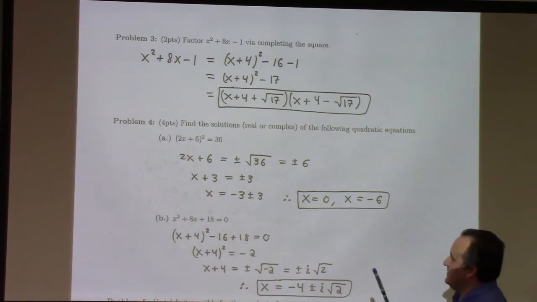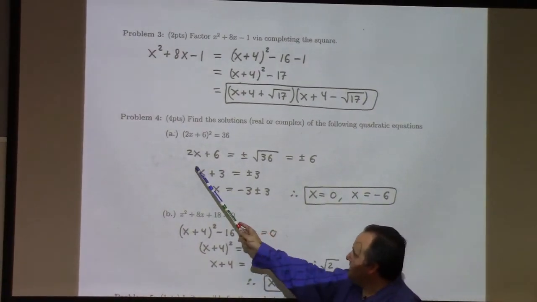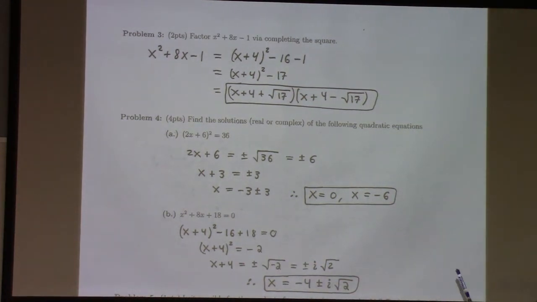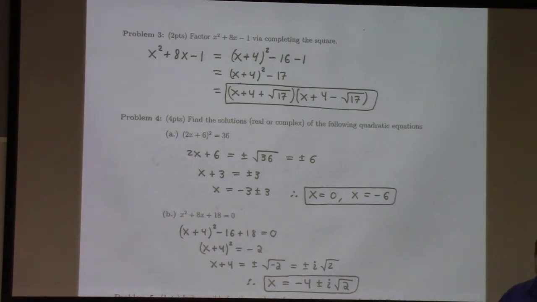So I take the square root of both sides. I get plus or minus the square root of 36, which is plus or minus 6. I divide by 2, and I get 0 or minus 6. This one here, I completed the square, and I found that. All right?